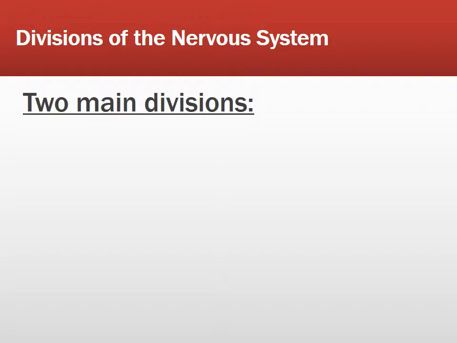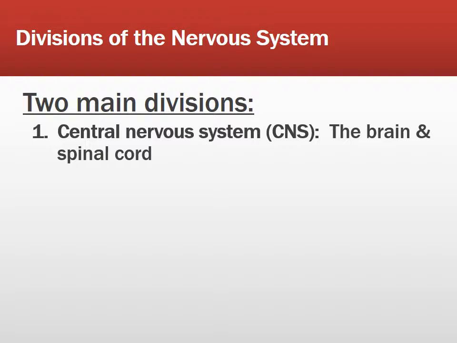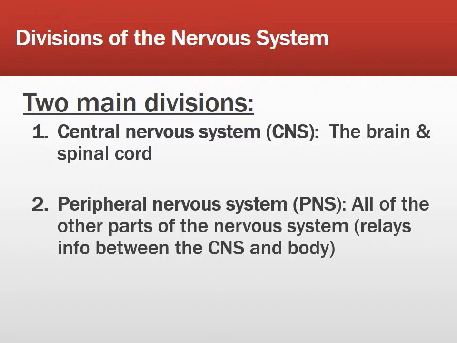So there are two main divisions to the nervous system. We have the central nervous system, which will be short formed a lot to CNS. So if you ever see that, that's what that means, central nervous system, which consists of the brain and the spinal cord. And then we have our peripheral nervous system, which will be short formed a lot to PNS. PNS is all of the other parts of the nervous system.